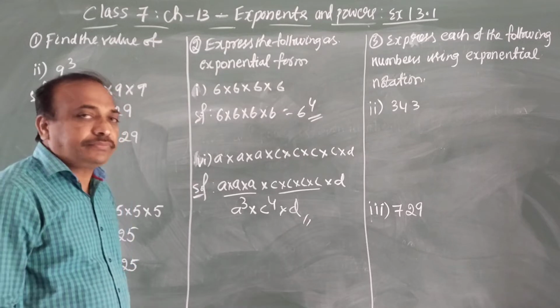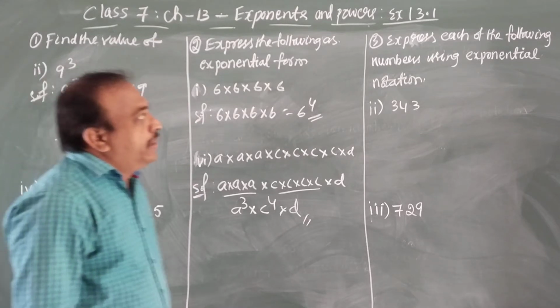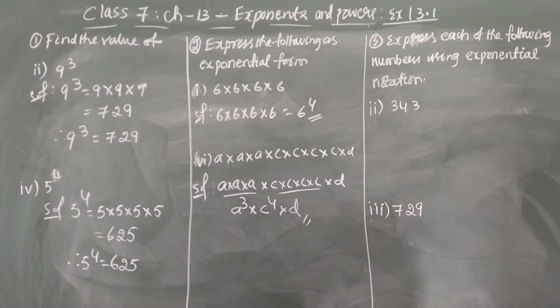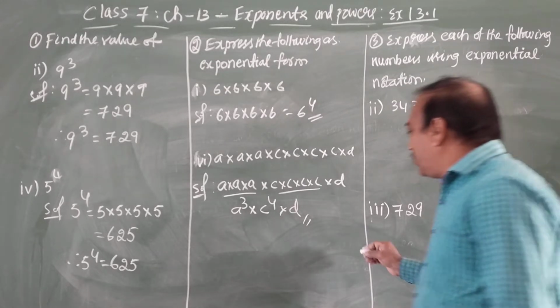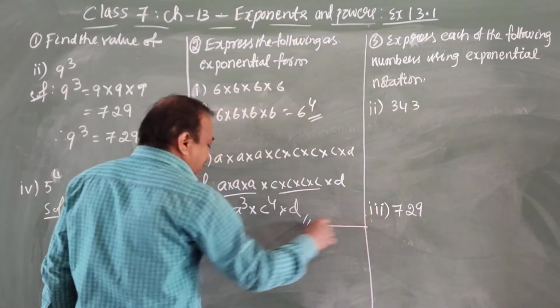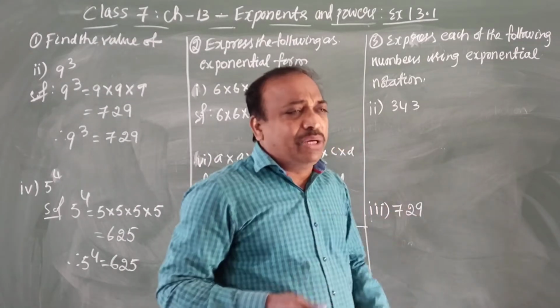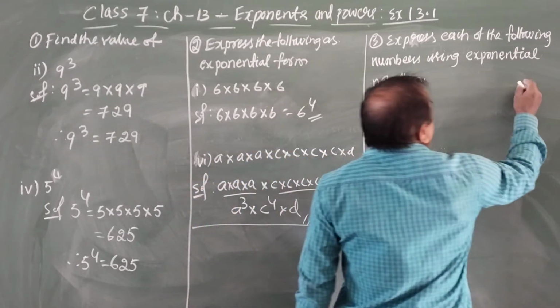Right? Next. Express each of the following numbers using exponential form. So 343 and 729 we are going to express in exponential form. So 343, in which table does it come? We have to check it.